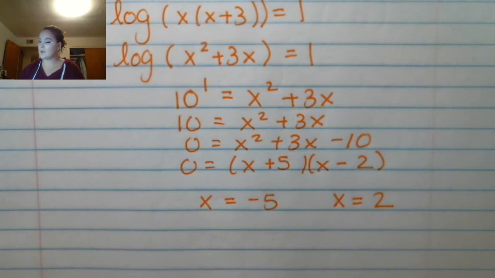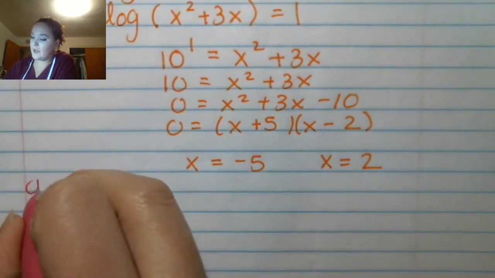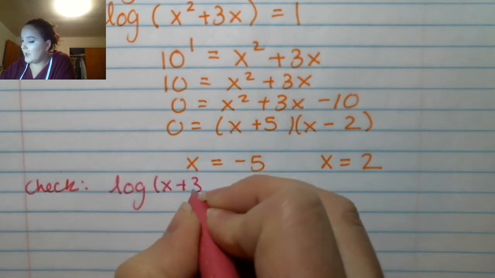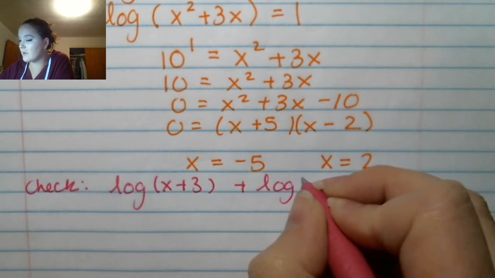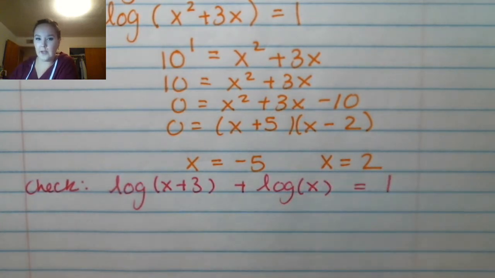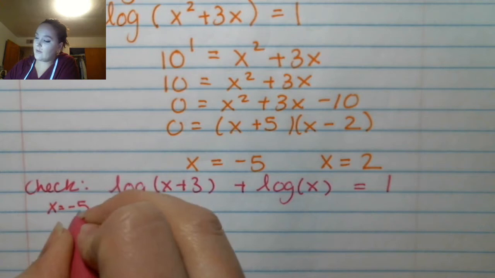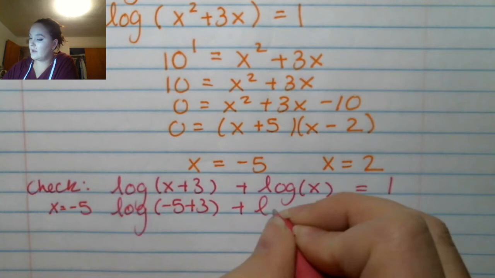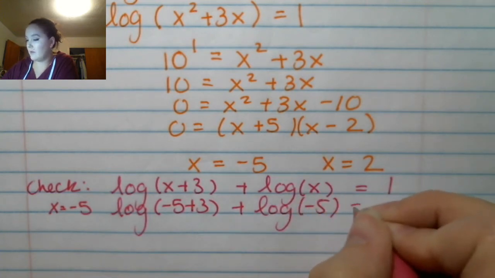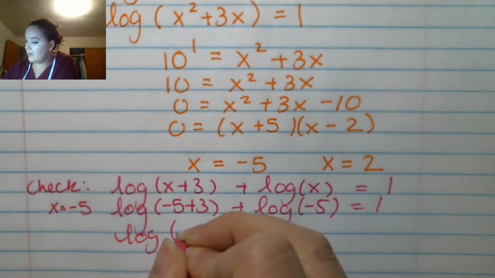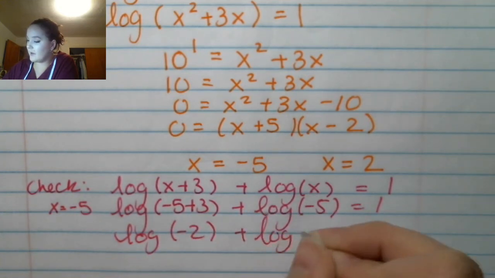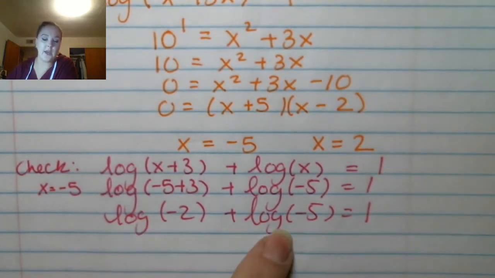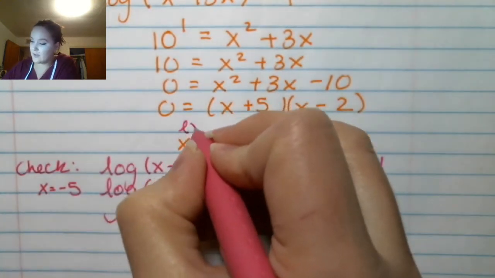So let's check these, and remember we're looking at the original equation, which was log of x plus 3 plus log of x equals 1. If we check x equals negative 5, we're going to get log of negative 5 plus 3 plus log of negative 5. So this would be negative 2 plus log of negative 5. We know that you can't have this because you can't plug in a negative number. So this is going to be extraneous.